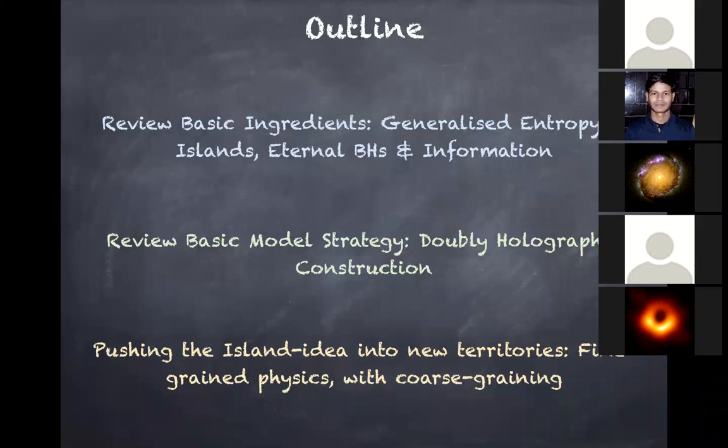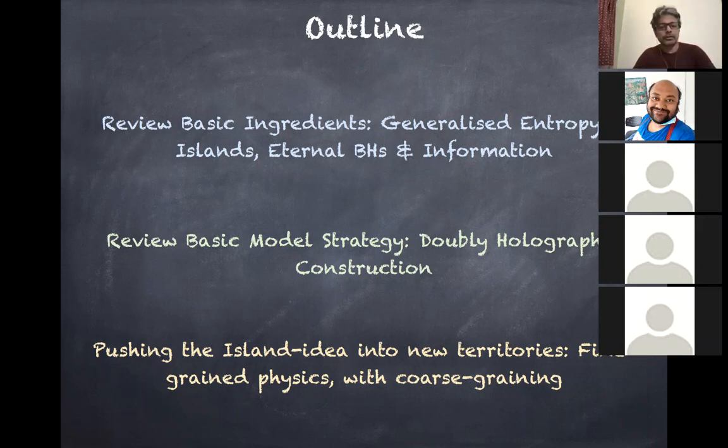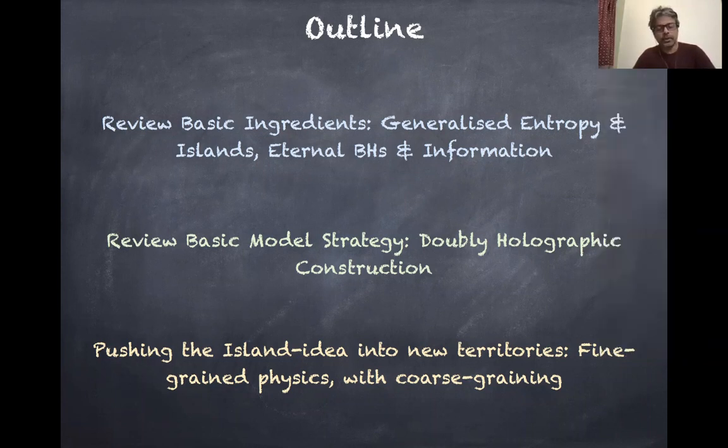In all of these parts, I'll be talking about work by other people in the past couple of years. There are too many references also, so I'll try not to list all of them and keep it very minimal. As I said, I'll introduce the notion of generalized entropy and islands, and then talk about how you can see a hint of the information paradox even when you have eternal black holes, especially in AdS, anti-de Sitter spacetime. That would be the basic ingredients.